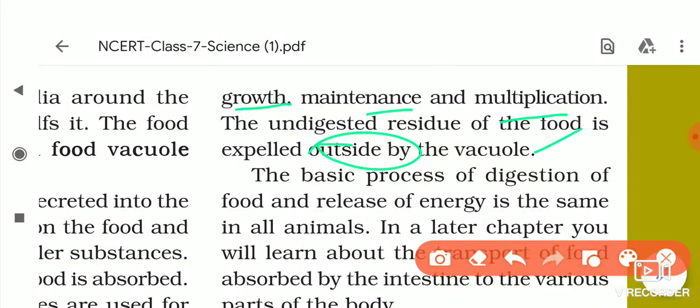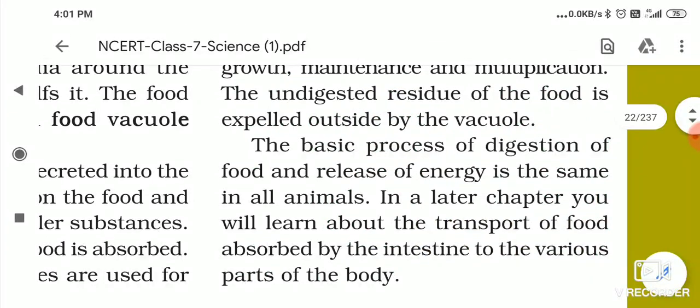The basic process of digestion of food and release of energy is the same in all animals. In a later chapter, you will learn about the transport of food absorbed by the intestine to the various parts of the body. This is how amoeba digests the food.